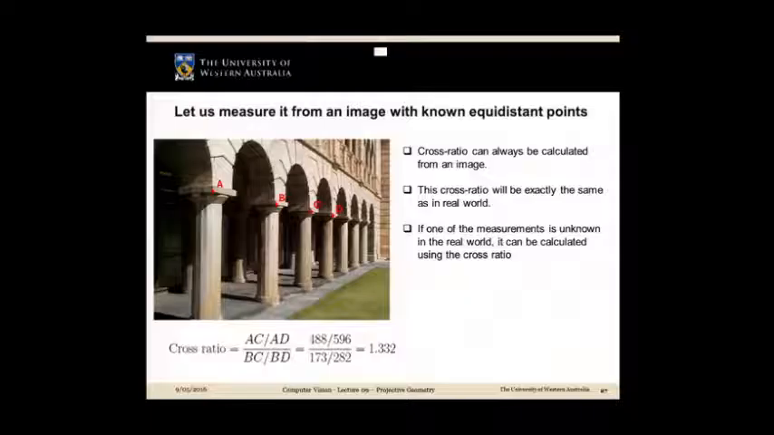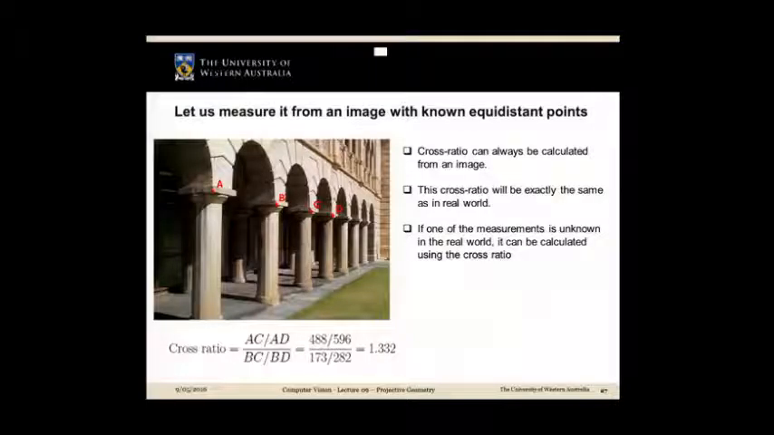Now, I hope you guys are well aware of this image, this place. I think it's the front hall of UWA. It's in the Winthrop Hall. And so these points were calculated using the image information. So the cross ratio gave us 1.332.